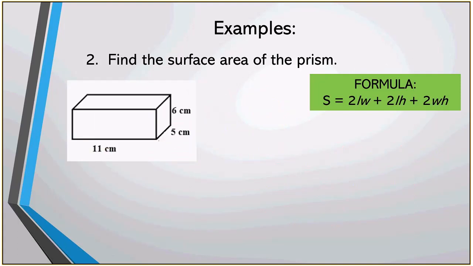Let's look at the next one. If you want to try to jot this prism down real quick and label it so that you have a reference if you need to go back and use your notes. But we have this rectangular prism, and I'm going to label that front 11 centimeters as the length, 5 centimeters as the width, and we have 6 centimeters again as the height.